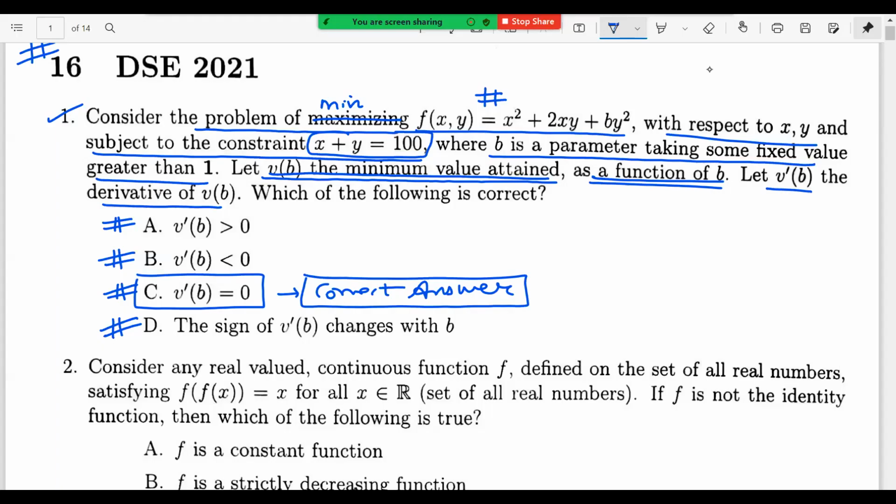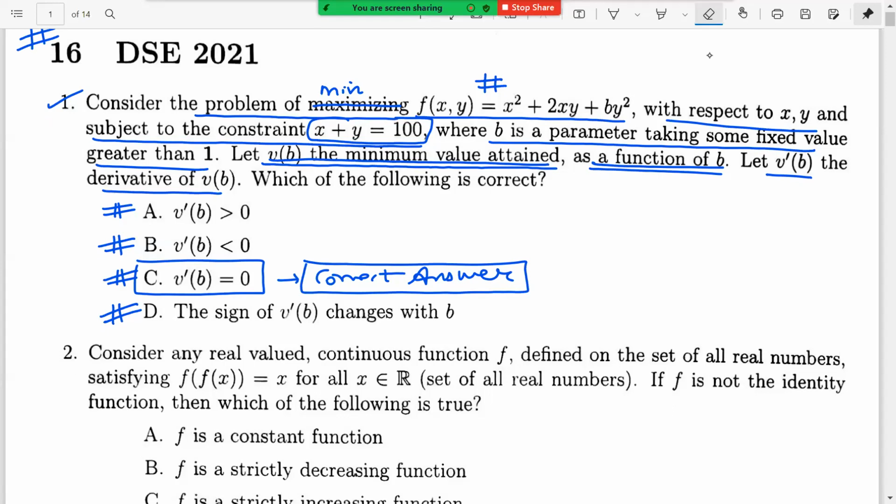Okay, let me make a correction here also, guys, that the original problem was to maximize only. If you look at the original problem, it was to maximize the function only. But v of b was the minimum value attained as a function of b. So we have seen that the minimum value of the function is attained at x star equal to 100 and y star equal to 0.